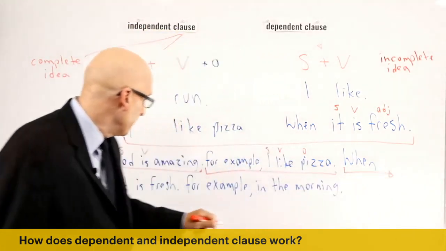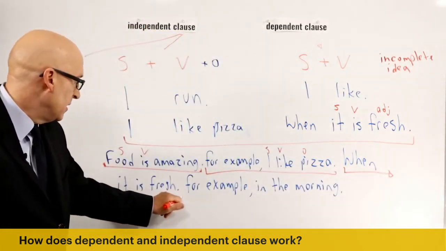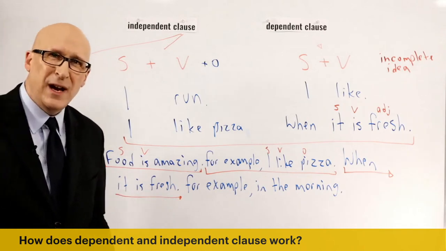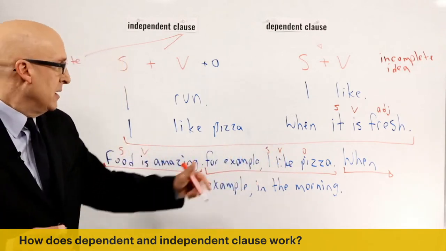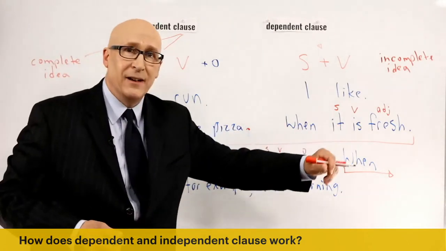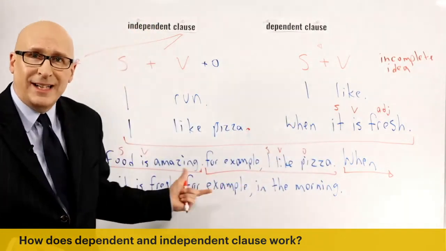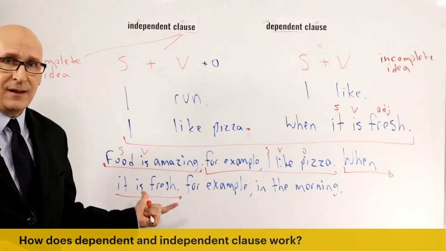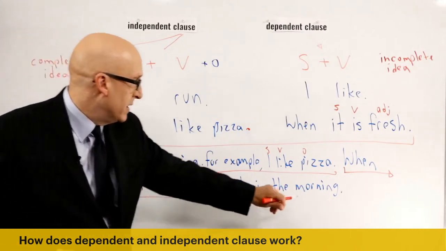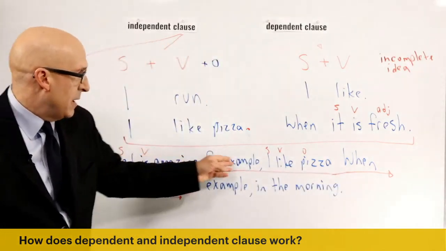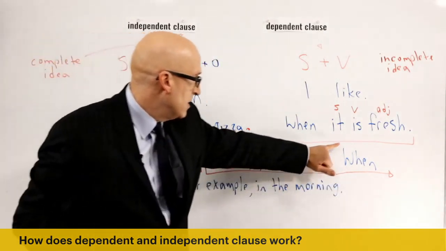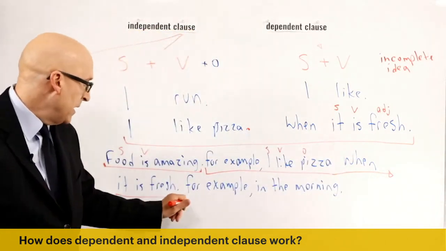Now we start a new sentence. When it is fresh. When it is fresh, if I pull that sentence out, now I've got this thing again. That's a dependent clause. It can't just sit in the middle of the paragraph like that. It has to be connected to the independent clause. For example, I like pizza when it is fresh.